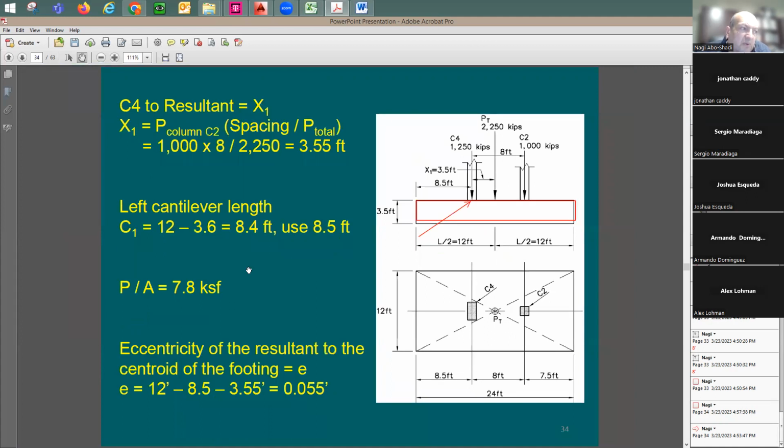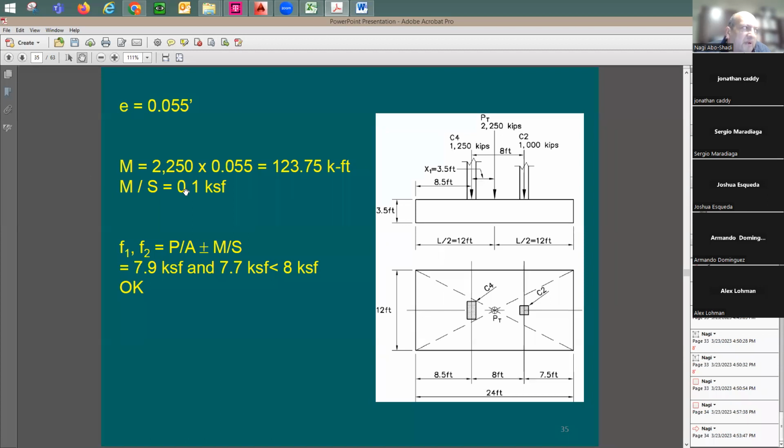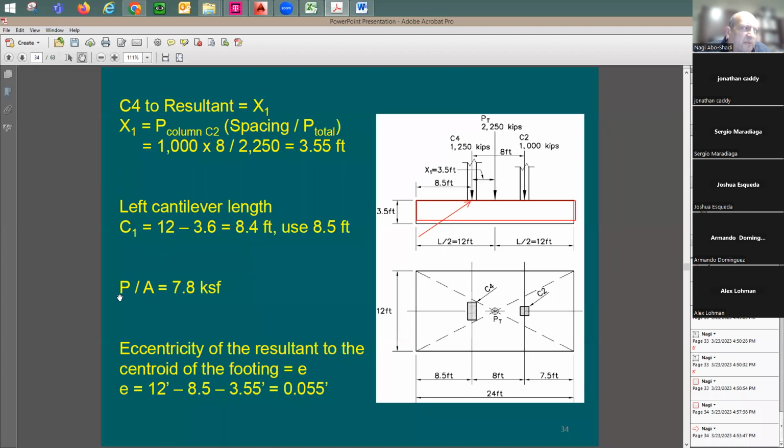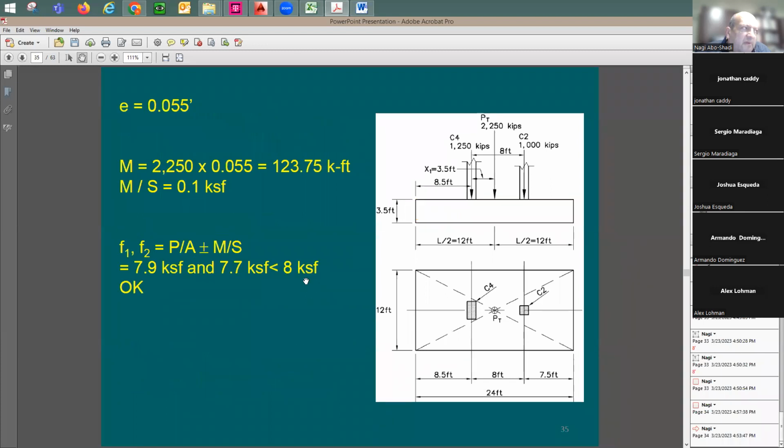But if you decide to include it, if you like to go very exact, you're going to say, here's the eccentricity that I have, which is about 0.05 of a foot. Now you're going to have M over S, and of course you have P over A. Your P over A is going to be 7.8. The moment that you have is going to be 0.05 multiplied by 2250. Small moment. And here we go. M over S, the stress coming from the moment, is going to be 0.1 KSF. Look at the one coming from the vertical load, 7.8. So I guess this can be very small. You can disregard it if you want to.